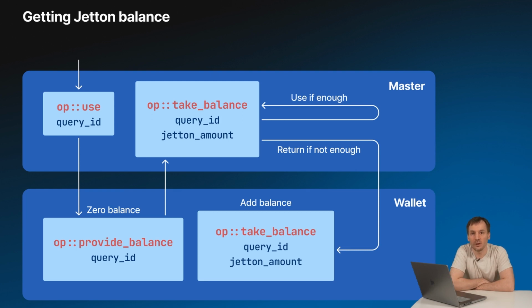From the carry value pattern, it follows that your group of contracts will often receive not just a request, but a request along with a value. So you can't just refuse to execute the request via a throw statement. You have to send the jettons back to the sender.